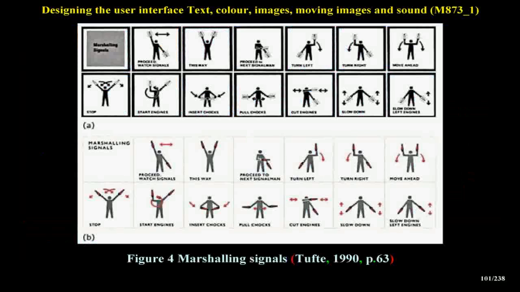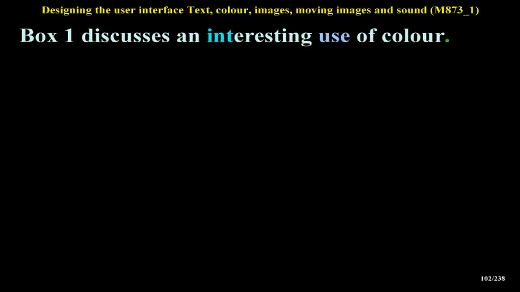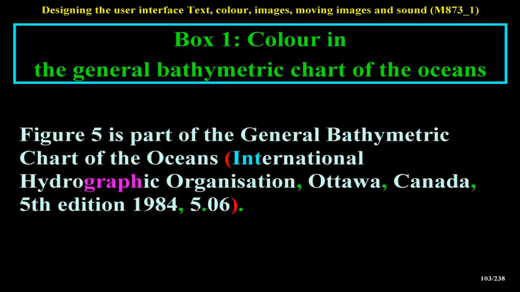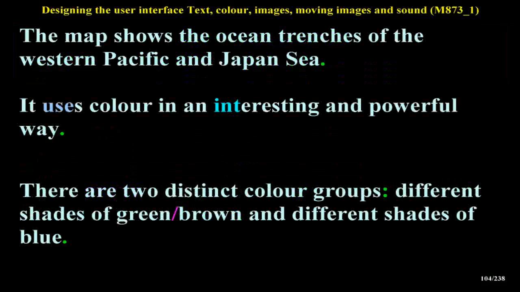Box 1 discusses an interesting use of color. Box 1. Color in the general bathymetric chart of the oceans. Figure 5 is part of the general bathymetric chart of the Oceans, International Hydrographic Organization, Ottawa, Canada, 5th edition, 1984. The map shows the ocean trenches of the Western Pacific and Japan Sea. It uses color in an interesting and powerful way.